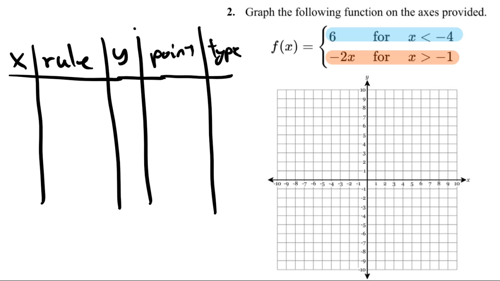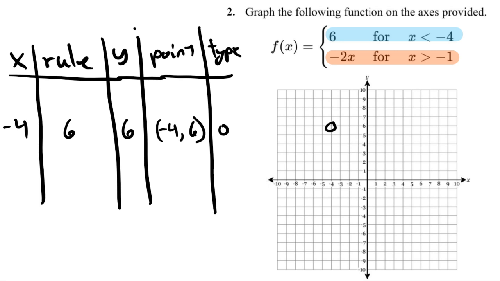All right, so let's first actually do the -4. Okay, -4. And we know that's automatically going to mean it's 6. So the output's 6. So -4 comma 6. And we know that's going to be an open circle there. So -4, 6, open circle.